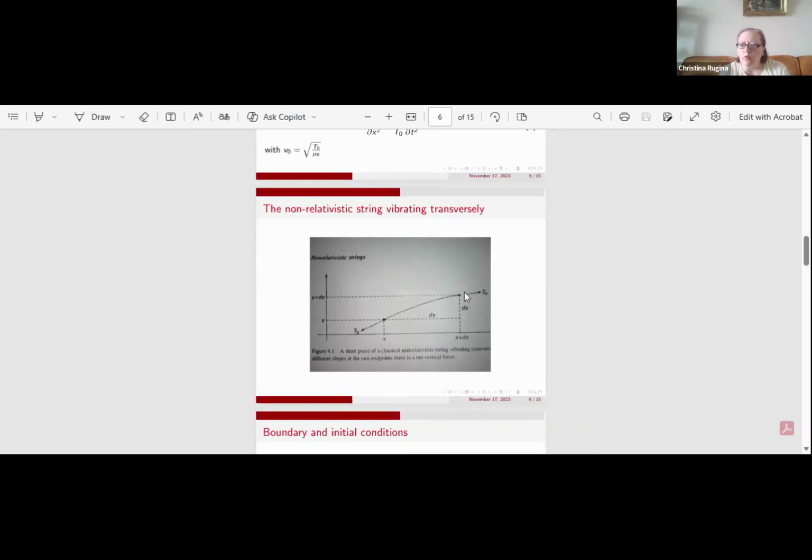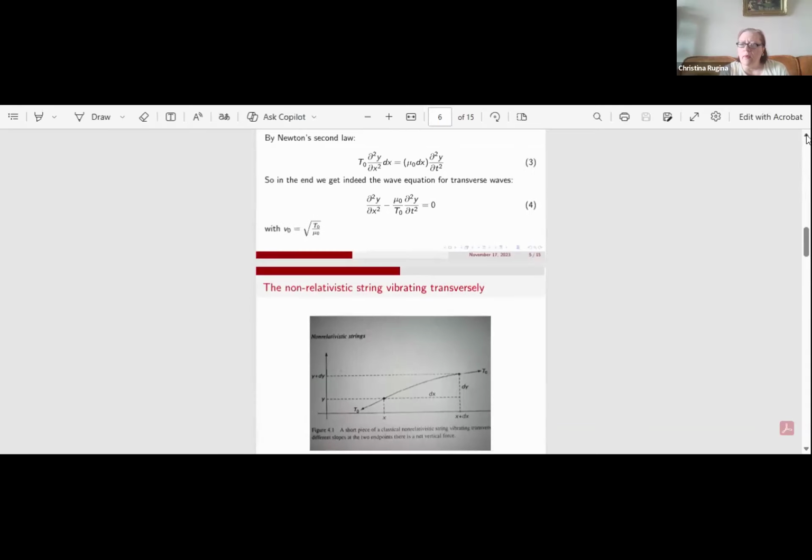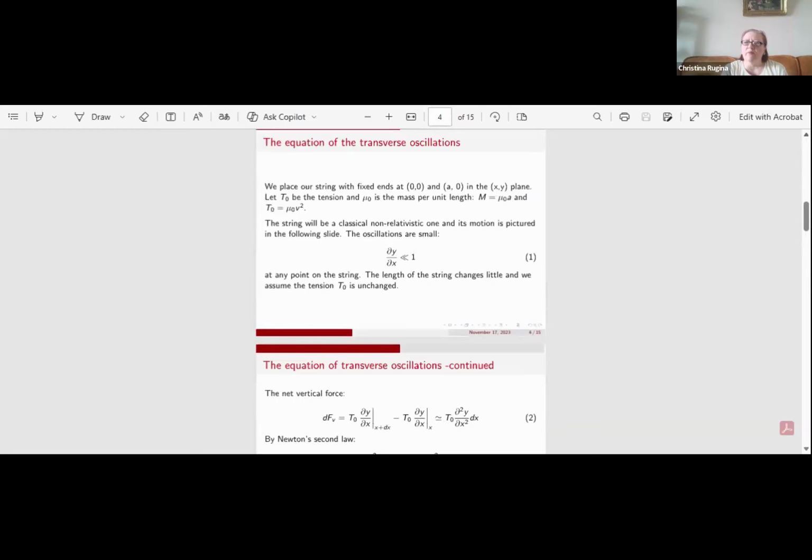So anyway, you can imagine a string with boundaries being kept fixed. Let's say that would be Dirichlet boundary conditions at the ends. But anyway, you have this piece of the string. You have a tension here, tension here. This is x. This is y. This is y plus dy, and this is dx. So we want to derive the equations of these transverse oscillations.